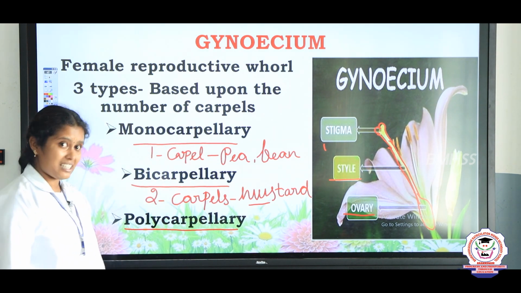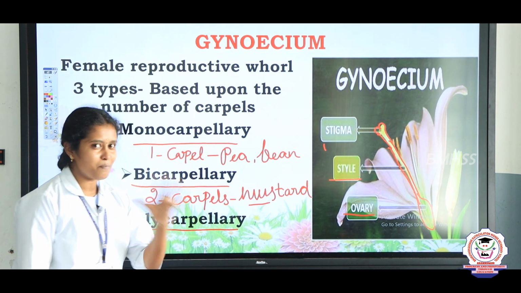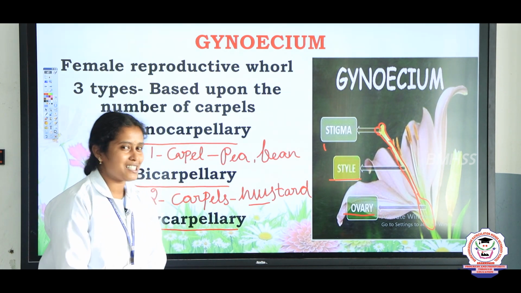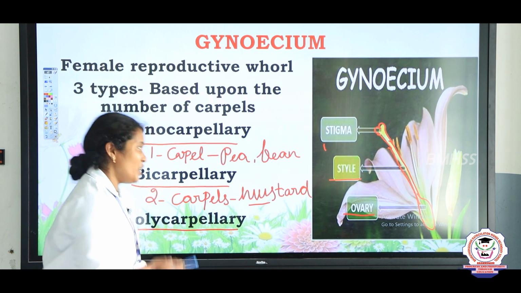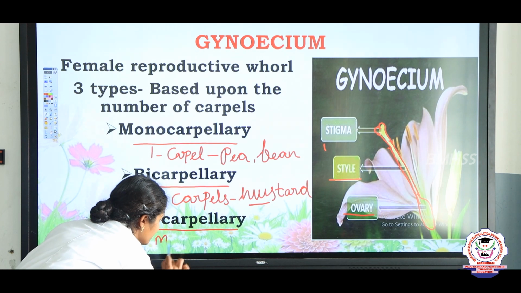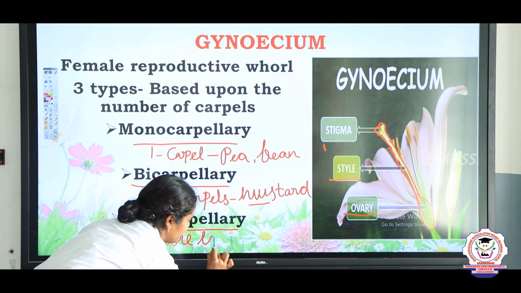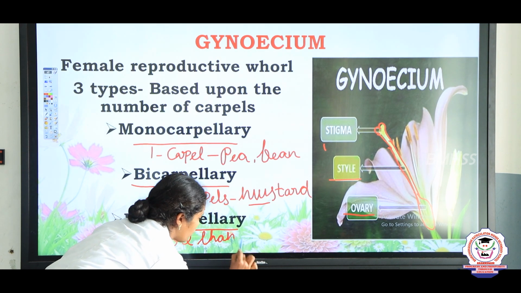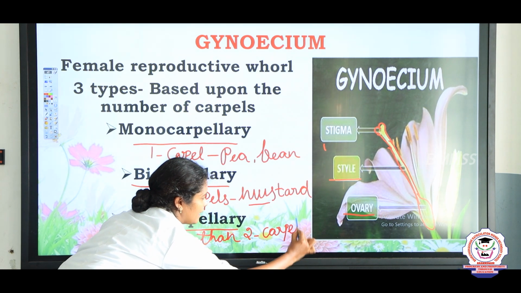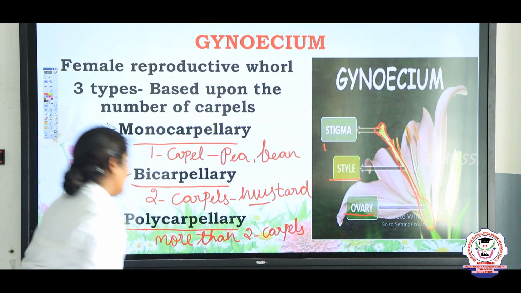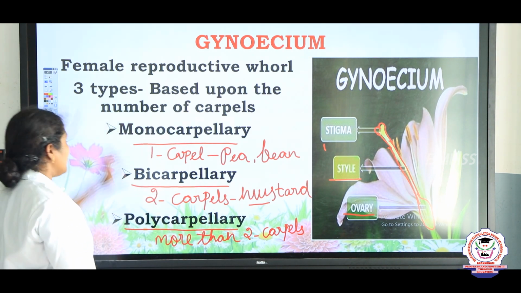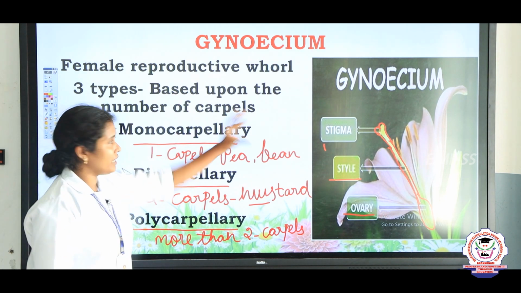And the next type, polycarpellary. Poly means many. So easily we can understand, it is composed of more than two carpels. What is the meaning of polycarpellary? Which is composed of more than two carpels, C-A-R-P-E-L-S. So, more than two carpels in the case of polycarpellary. Okay, so these all are based upon the number of carpels.